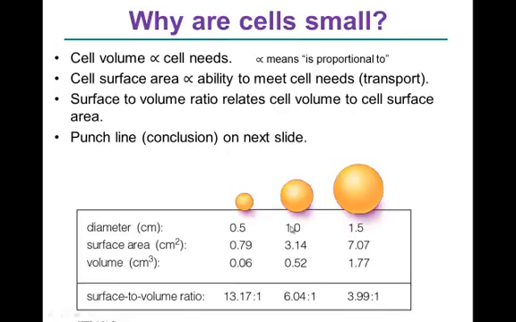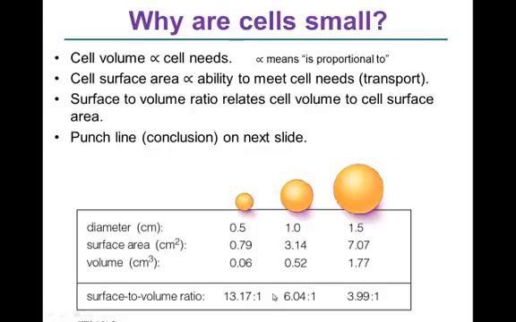And you should look at these calculations here. It starts out with a cell that has a diameter of 0.5 centimeter, and you can see the surface area is 0.79 centimeters squared, and the volume is 0.06 centimeters cubed. Not that the numbers matter that much. Just get down to the ratio, surface to volume ratio. It's 13.17 to 1.